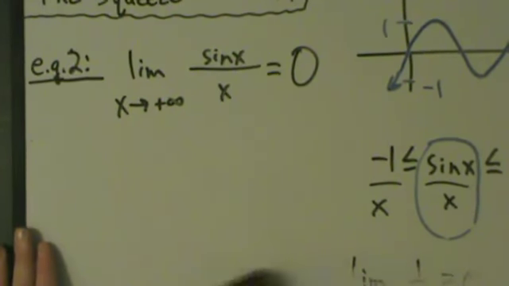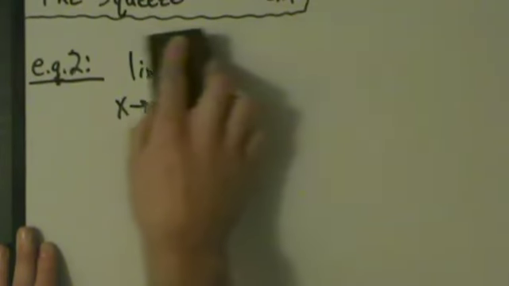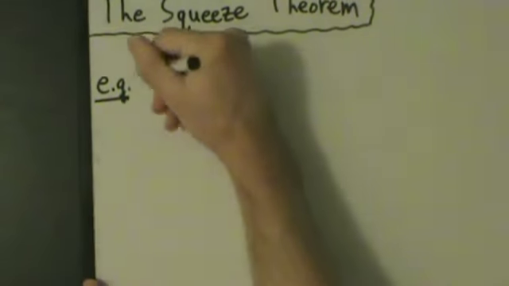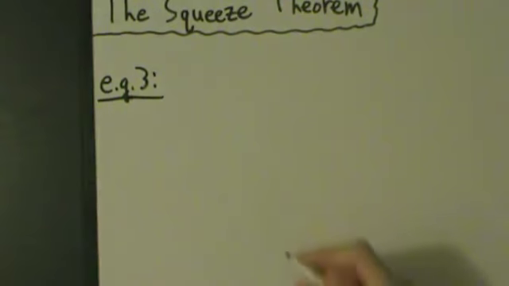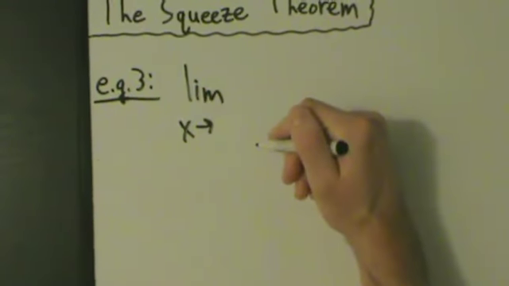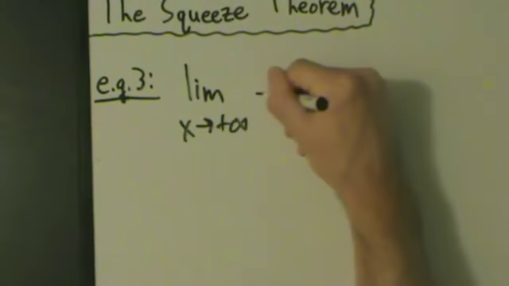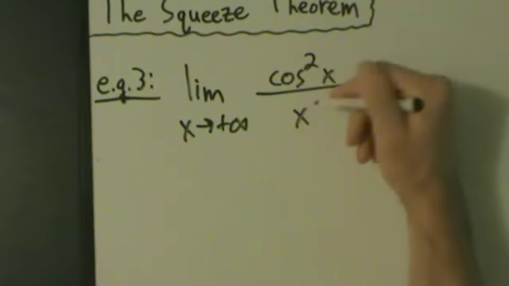Let's go ahead and look at one more example that's kind of similar to this, but slightly different. Actually, it's probably a little simpler. But example 3. So let's find the limit as x goes to positive infinity of cosine squared x divided by x.